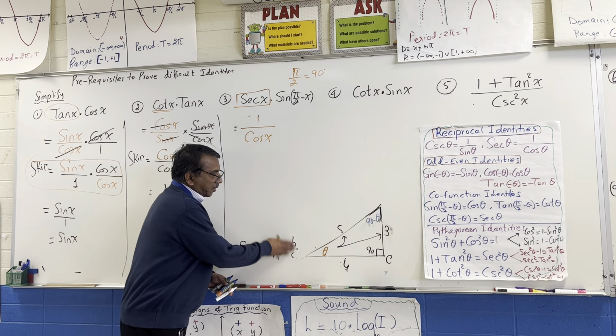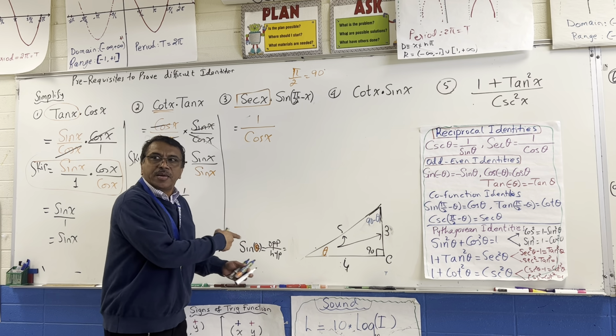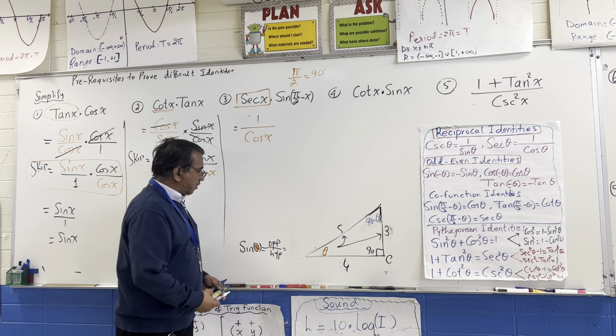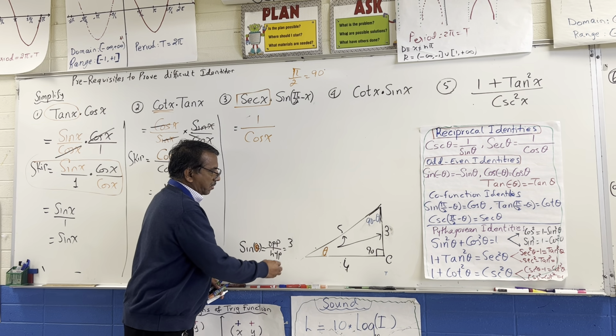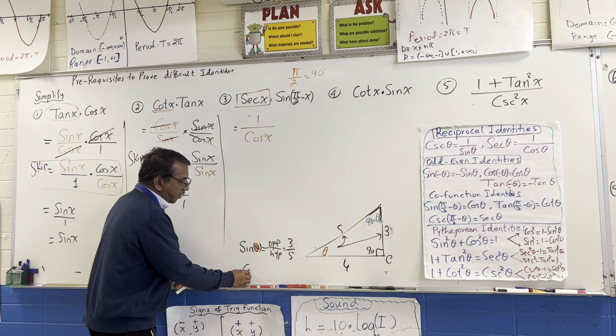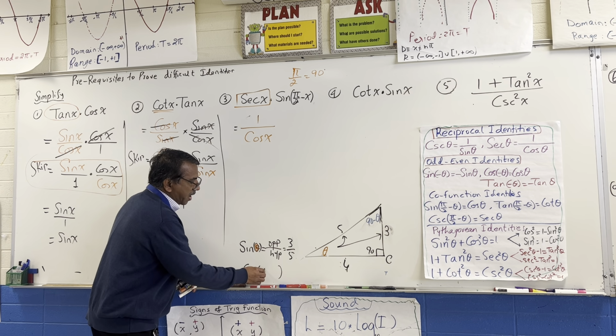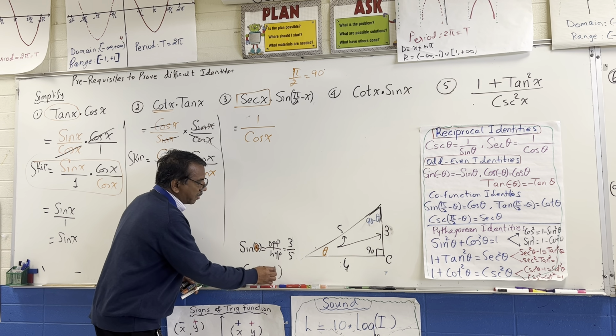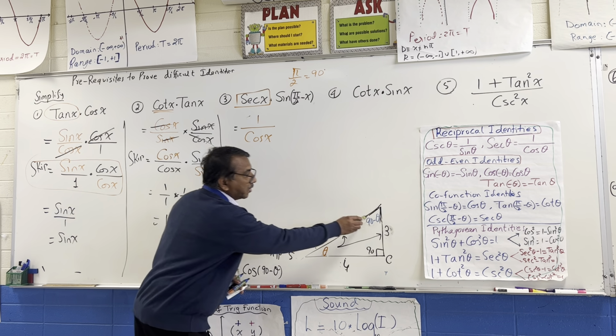Okay, so let's write the numbers. Can you help me quickly? What should I write here? 3 over 5. Agree? And if I ask you, what is cosine of 90 minus theta? That one, this is the blue color.